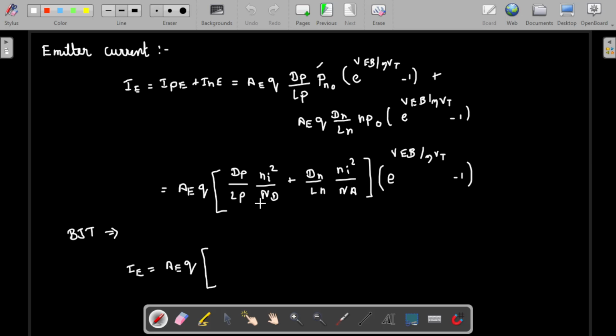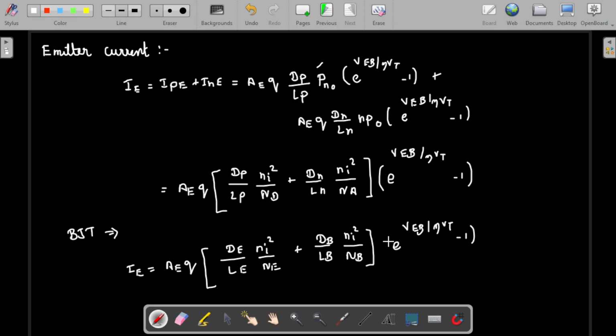So this can be rearranged to DE by LE, the charge carriers present here, so DE by LE times Ni square divided by Ne. Okay, this is fine, right? Then this can be written as emitter, and the next one is base, so DB by LB times Ni square divided by Nb. This stays as it is, because of the potential that we already took as reference. I hope this equation is understood, right? There is no doubt here, right?